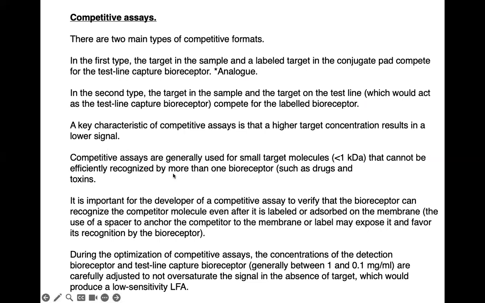So competitive assay is very useful if you're working with this type of sample: drugs, toxins, or any other small target molecules, probably small protein. So you need to use competitive assay. And the concentration of the antibody used is generally between 1 and 0.1 milligram per mil. Okay, I mentioned just now milligram per liter, it's milligram per mil.